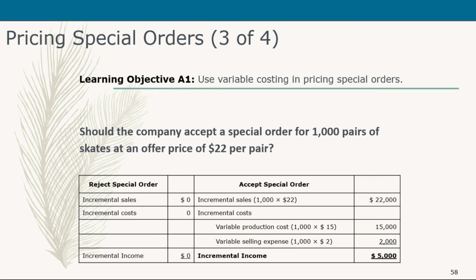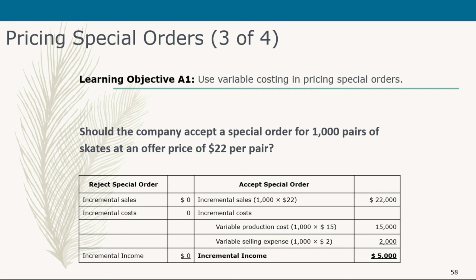Okay, so we have here another problem wherein we are using variable costing in pricing a special order. Should the company accept a special order for 1,000 pairs of skates at an offer price of $22 per pair? So in here we have two cases wherein we should reject or accept the special order. We have here your incremental sales of 1,000 multiplied by $22, being the offer price. So it gives us incremental sales of $22,000.